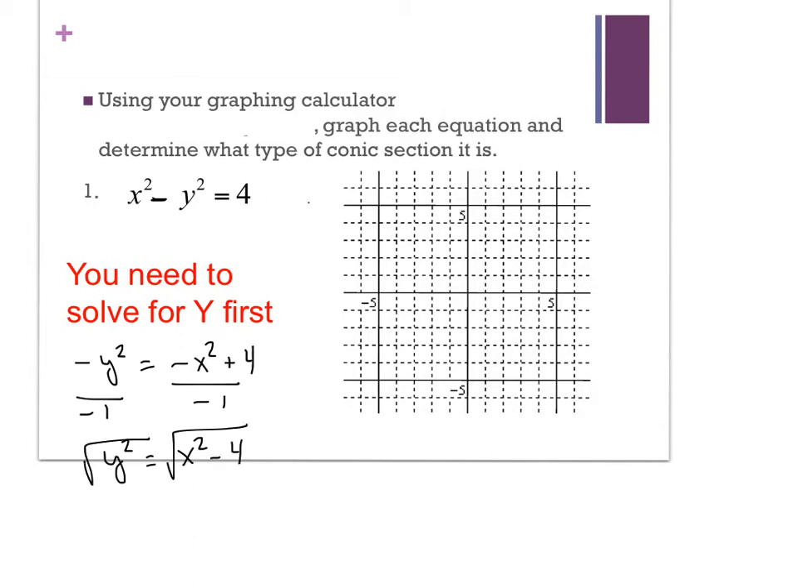And then take the square root. When you take the square root, do not forget to add the plus or minus in front. So I have y is equal to plus or minus the square root of x squared minus 4. And this gives me my graph.